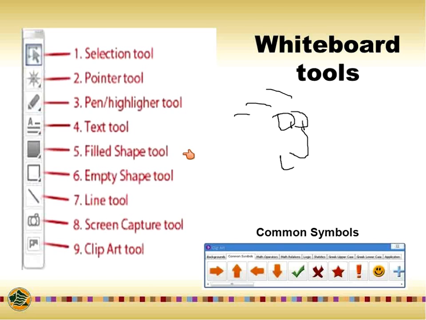The next one down is a solid box, a filled-in square, or if you hold down, you get a circle. Below that is an empty box or circle. And then later on, I'll have you use the line tool, where it just draws a straight line. And screen capture, we want to stay away from that because that will kind of take over the whole whiteboard, so we want to stay away from that one.